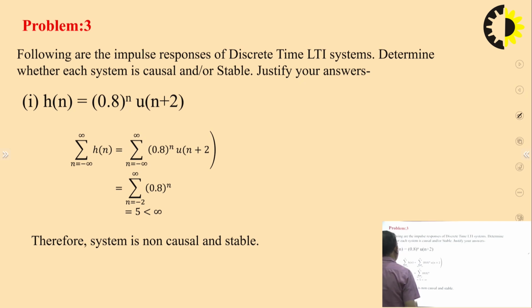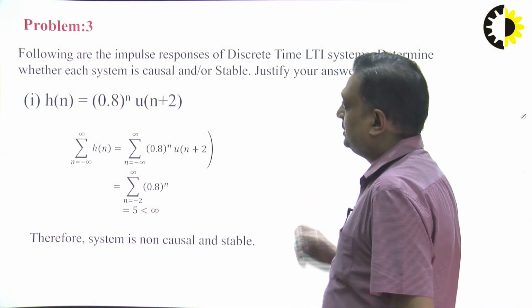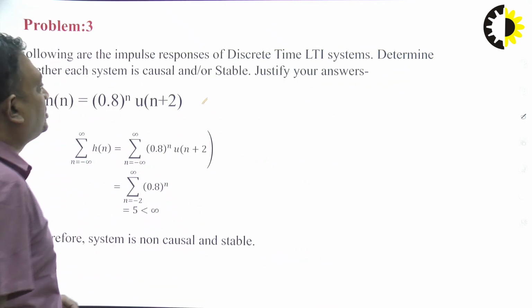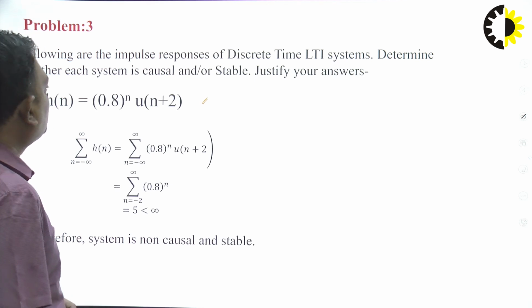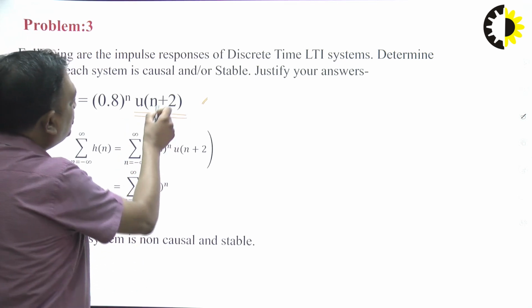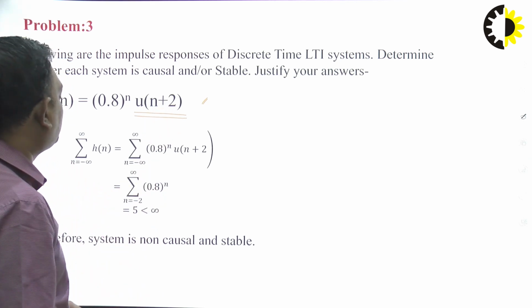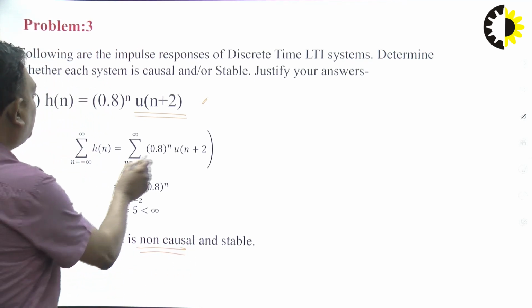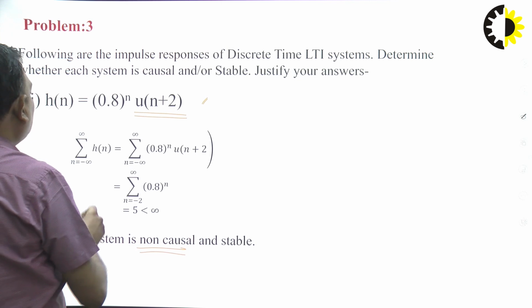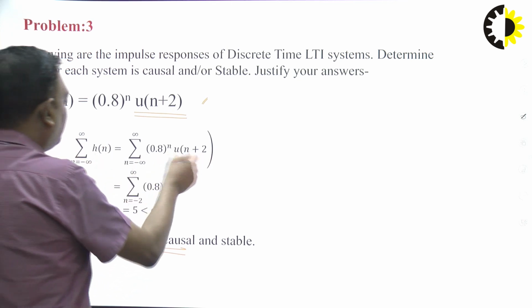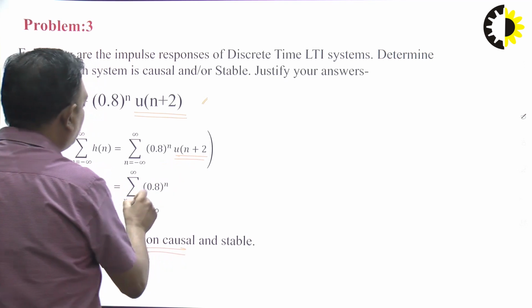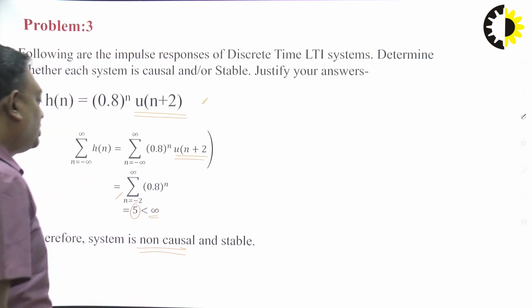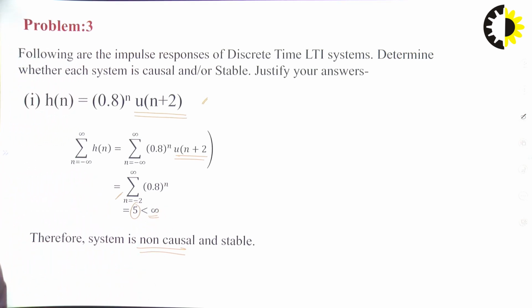Another problem: the impulse response is given like this, and we have to find whether the system is causal and stable. You can see this system starts at n equals minus 2 because of u[n plus 2], so it is non-causal. For stability, we simply write the summation from n equals minus infinity of h[n]. Because of u[n plus 2], the limit starts from minus 2 to infinity, and when you solve it, the value is 5, which is less than infinity. So you can say the system is non-causal and stable.